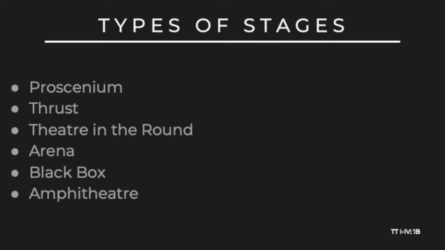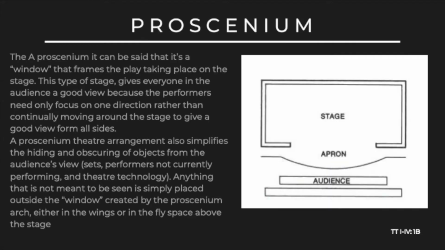The types of stages are proscenium, thrust, theater in the round, arena, black box, and amphitheater. The proscenium is said to be the window that frames the play taking place on stage. This type of stage gives everyone in the audience a good view because the performers need only focus on one direction rather than constantly moving around the stage to give good views from all sides.